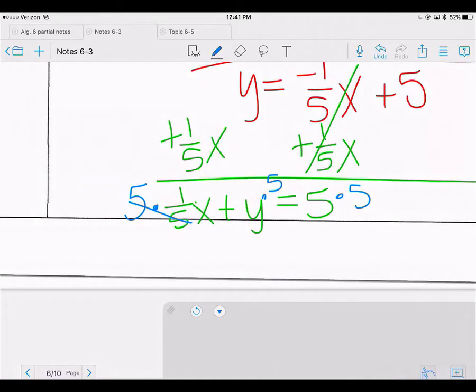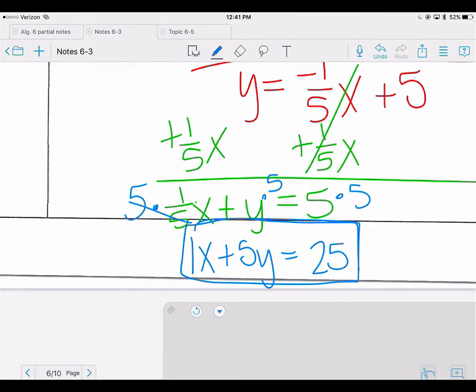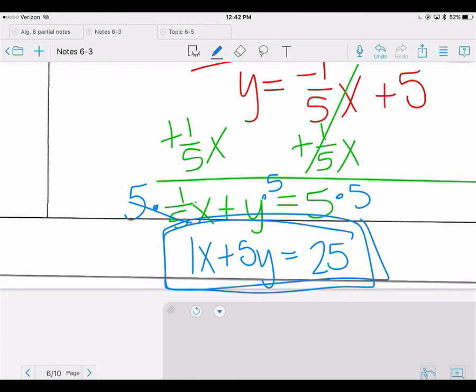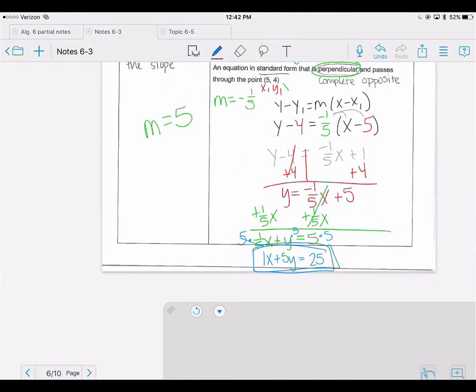So my 5's cancel on the x's, and I have 1x. 5 times y is 5y. 5 times 5 is 25. And that is in standard form. So remember, perpendicular is a complete opposite slope. If it asks for it in y equals mx plus b or slope-intercept form, we could stop at the red, but they ask us to put it in standard form, so we have to take it 2 more steps down the line.